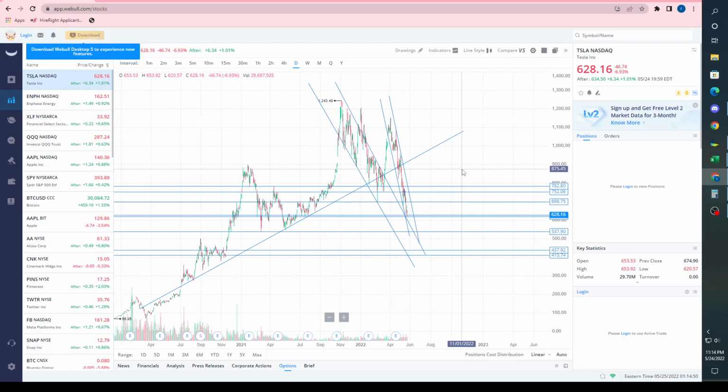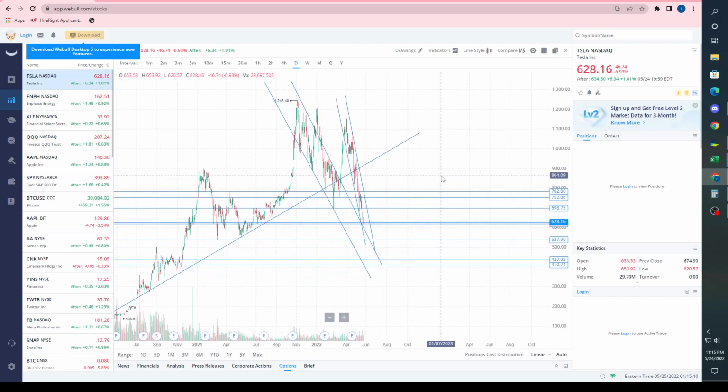But the thing I do want to point out is that the PE on Tesla is definitely pretty high, and we could potentially go into a recession, and generally automotive companies don't really do too well in a recession. So that's just some food for thought. And let's throw on the moving averages here.